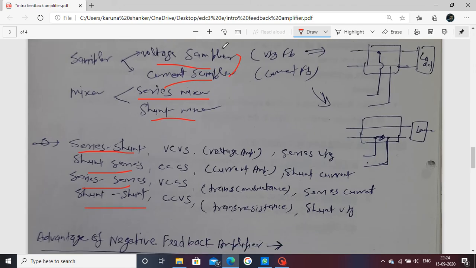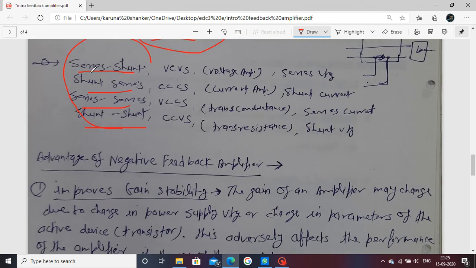On the basis of these four categories, mixer and sampler, we divide amplifiers into four types. We will see in the next lecture what series-shunt and shunt-series are.